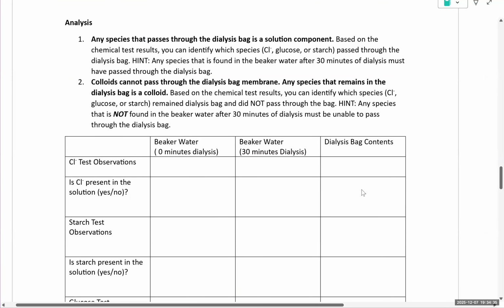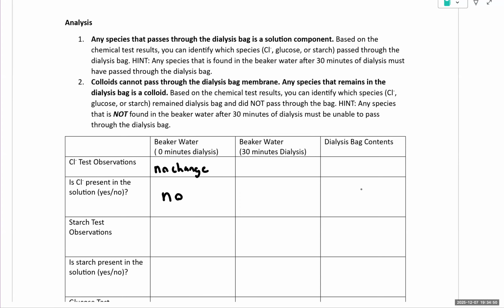So the beaker water for 0 minutes. For the chloride test observations, we see no change. And because the test for chloride is negative, what this tells us is chloride is not present in the solution.